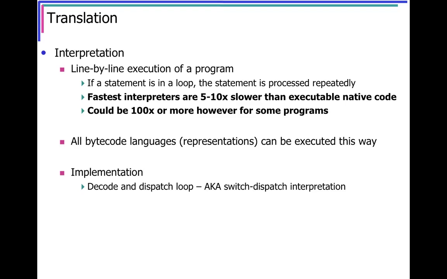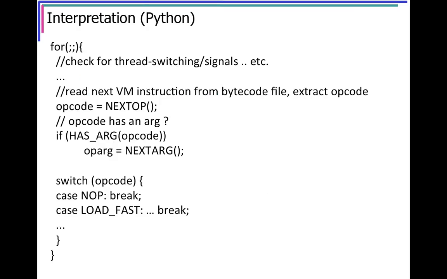All bytecode languages can be executed using interpretation, and the actual implementation of the interpreter is typically referred to as a decode and dispatch loop, or a switch dispatch interpretation. So let's take a look at what that looks like. This is the interpreter from CPython, the most popular runtime system for the Python 2.7 language.